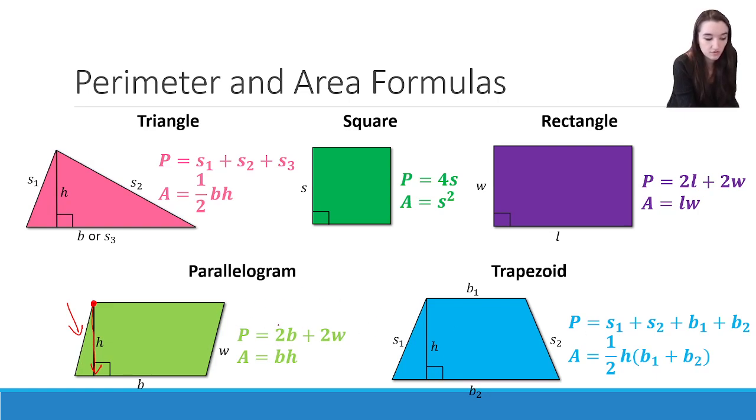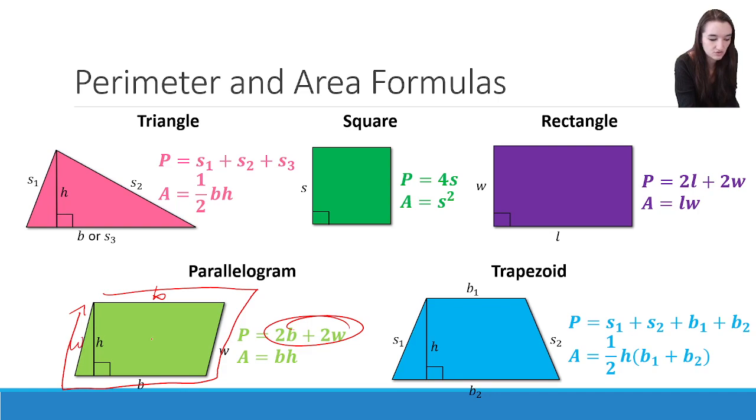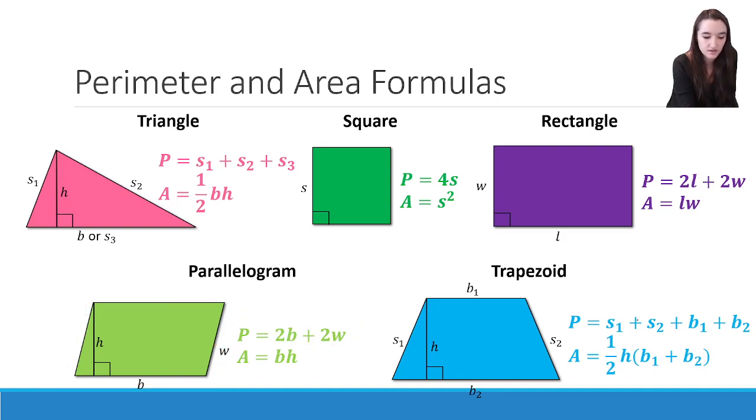But the perimeter, on the other hand, is always going to be all of the sides together. So we add up each side, which is where I'm getting 2b plus 2w, because there are 2 b's and 2 w's right here, right? So we just add up everything outside.